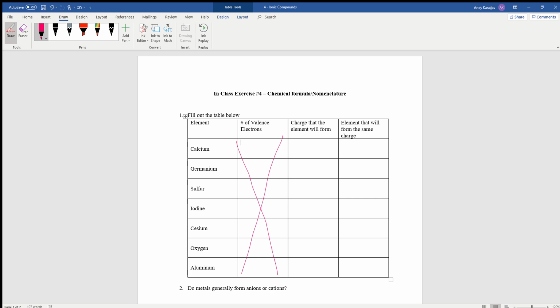So calcium, for example, we find in group 2, and we know that group 2 elements generally form a +2 charge. What other elements would form a +2 charge? Well, pretty much anything else in that column. Beryllium, magnesium, strontium, and barium.